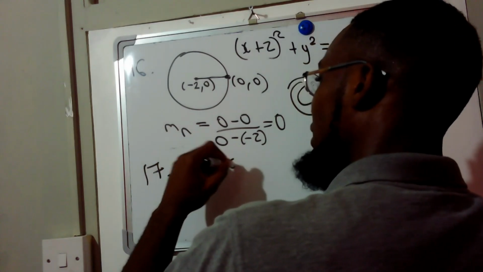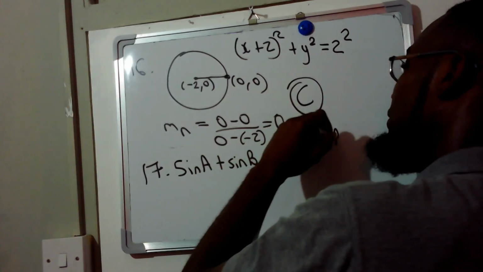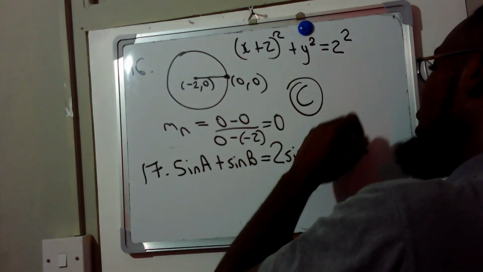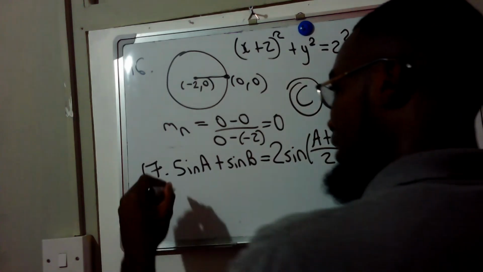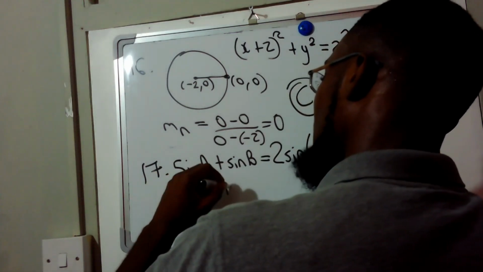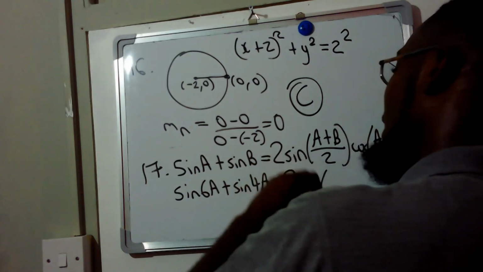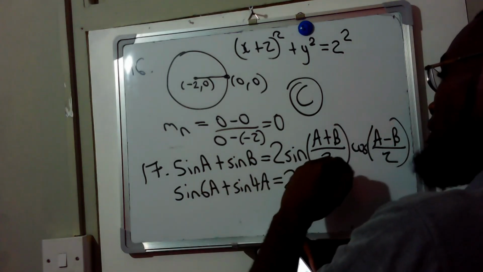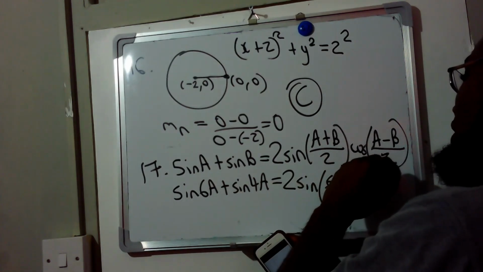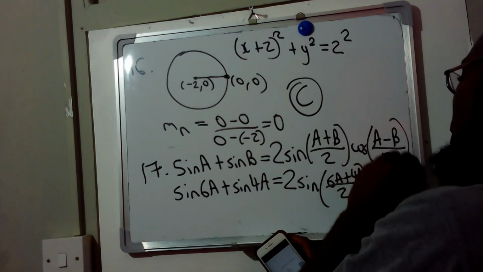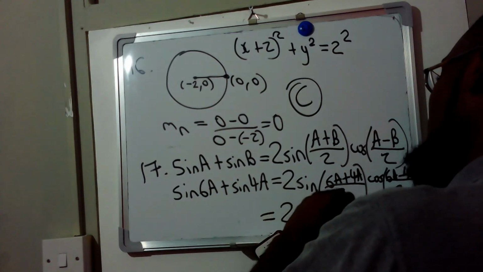Sine A plus sine B is equal to twice the sine of half the sum times the cos of half the difference. So that means we need to find sine 6A plus sine 4A. It's going to be twice the sine of half the sum, 6A plus 4A over 2, multiplied by cos of 6A minus 4A over 2. This works out to be 2 sine 5A times the cos of A.